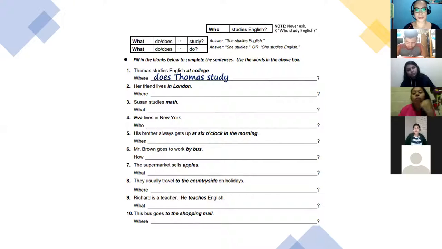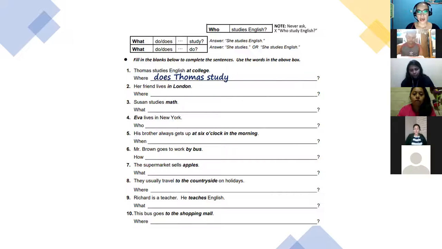Okay, vamos a ver. Dice la oración, Thomas studies English at college. Ustedes ven en la oración es una tercera persona, afirmativa la oración, entonces por eso el verbo está con la alteración, ¿verdad? Que le agregaron IES. Thomas studies English at college. Pero como hemos venido estudiando que eso en pregunta y en oración negativa ya no lo hacemos, ¿verdad? Ya no cambiamos el verbo porque tenemos el auxiliar.